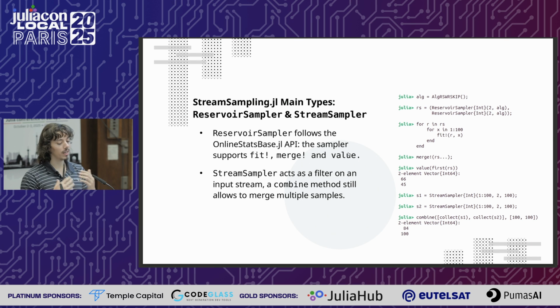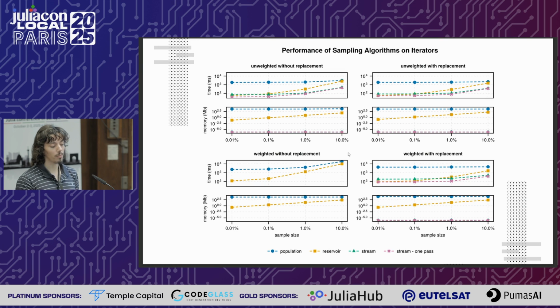The same can be done with the stream sampler, but in this case, the iterator should be passed inside the initializer, because in the end, this acts as a filter, as I said before, and you can in the end combine the samples into a unique one, as with the reservoir methods.